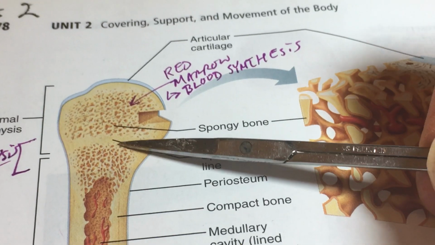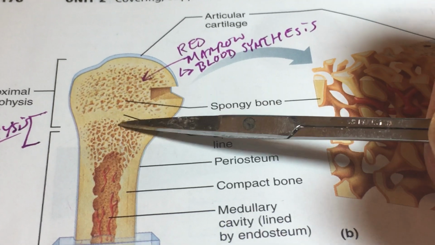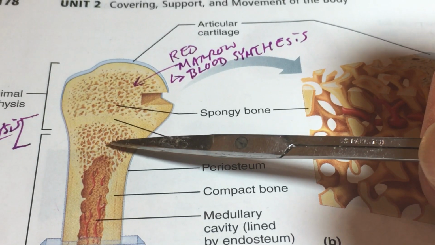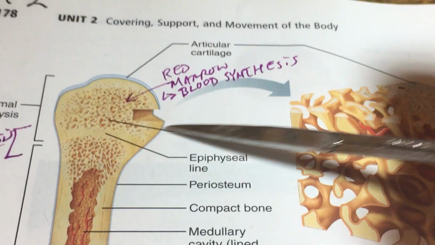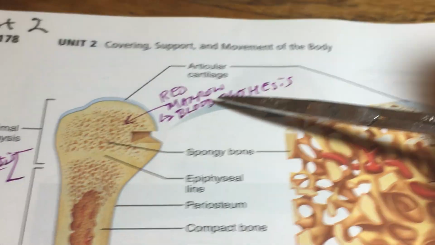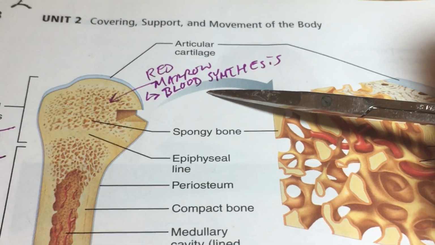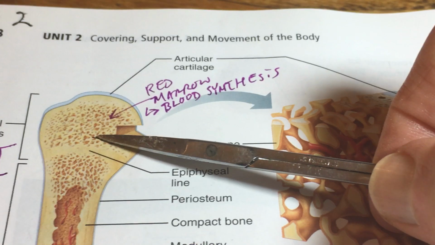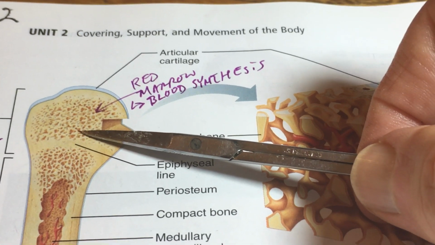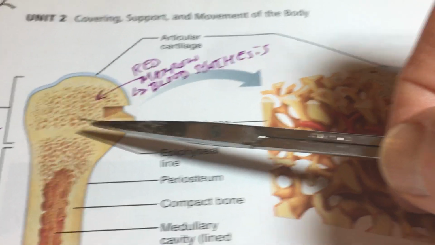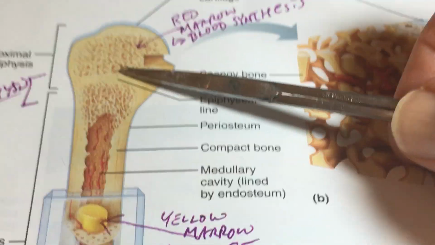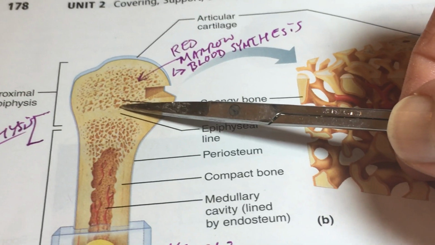Okay, here also we have a type of marrow that's unique to this part of the bone, the epiphysis, where the spongy bone is, and we call that red marrow. Red marrow has the stem cells for blood synthesis, so the origins of all of the blood cells, red blood cells, white blood cells, platelets, everything, the original stem cells are all here in the red marrow.